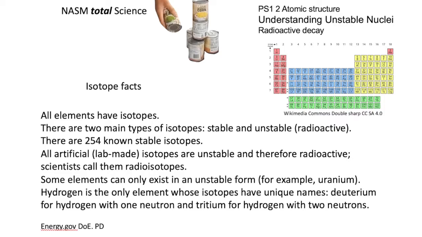We're on the beyond transuranium elements, and they're called radioisotopes. Some elements only exist in an unstable form. And hydrogen is the only element whose isotopes have been given specific names: deuterium, with the symbol capital letter D, for hydrogen with one neutron, and tritium, with a single T as its symbol, for hydrogen with two neutrons.